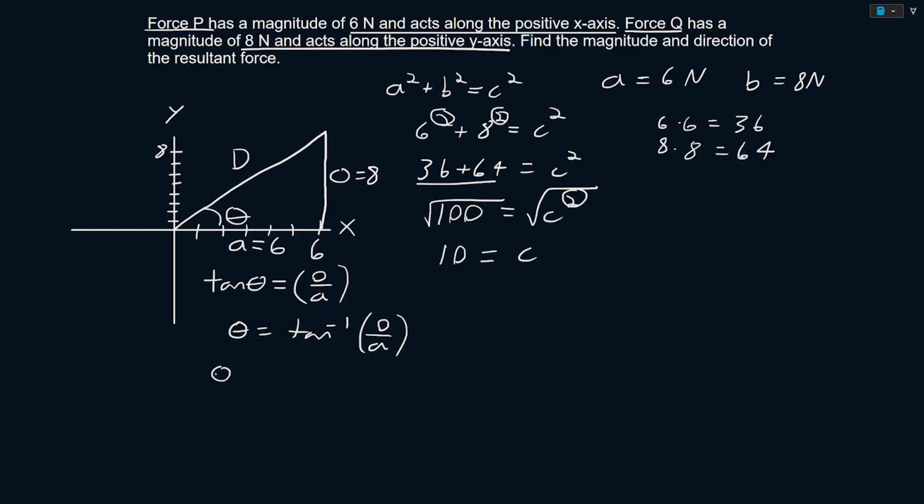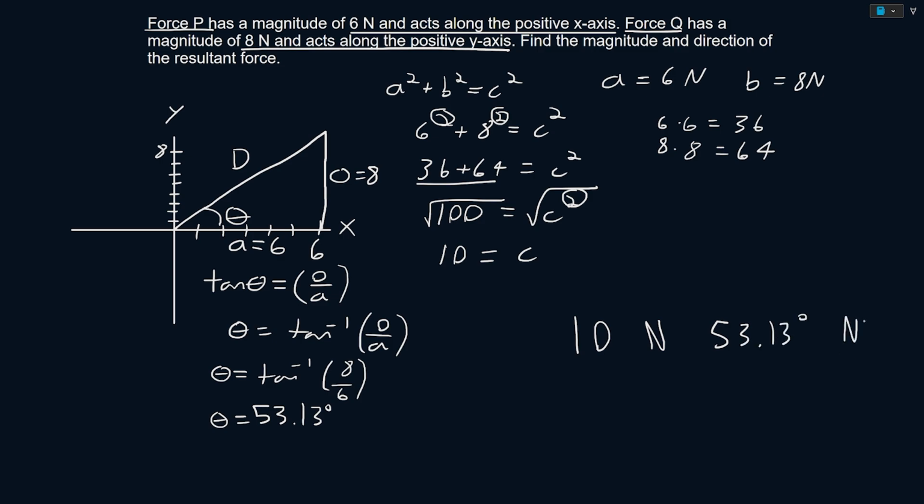Plugging into the formula, we get that theta is equal to the inverse tangent of 8 over 6. Then plugging into the calculator, we get theta is equal to 53.13 degrees. Our final answer is that the resultant force has a magnitude of 10 newtons and is 53.13 degrees from the x-axis, or north of east.